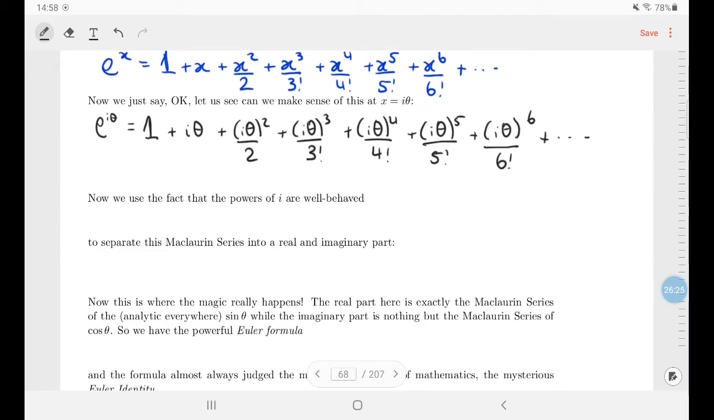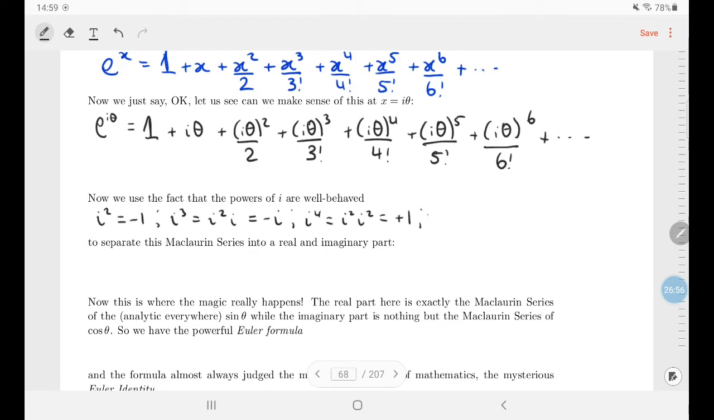Now let's look at the powers of i. We don't say anything about just i on its own, but we said that i squared is equal to minus 1. Now what would i cubed be? That would have to be i squared by i, and i squared is minus 1, so i cubed is minus i. And what about i to the 4? There are different ways we could go about it, but it should be the same as i squared times i squared, which is minus 1 by minus 1, which is plus 1.